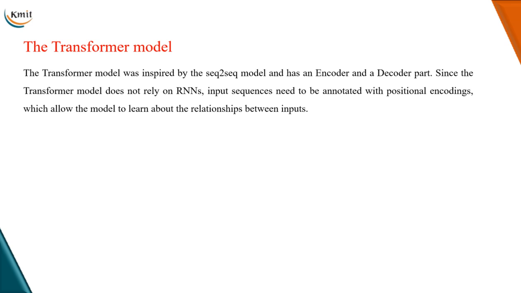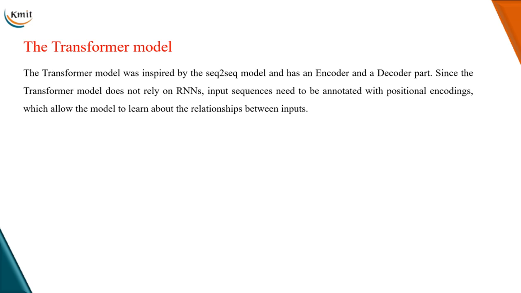Okay, so we have already seen transformer models in the last chapter, right? The transformer model was inspired by the sequence to sequence model, which has an encoder and decoder part. There are different types of transformer models. One is the BERT model, which is only an encoder based model. There are a few transformer models which are based on only the decoder, or a few based on both encoder and decoder, right? Since the transformer model does not rely much on RNNs, the input sequences need to be annotated with positional encodings, which we have also seen.